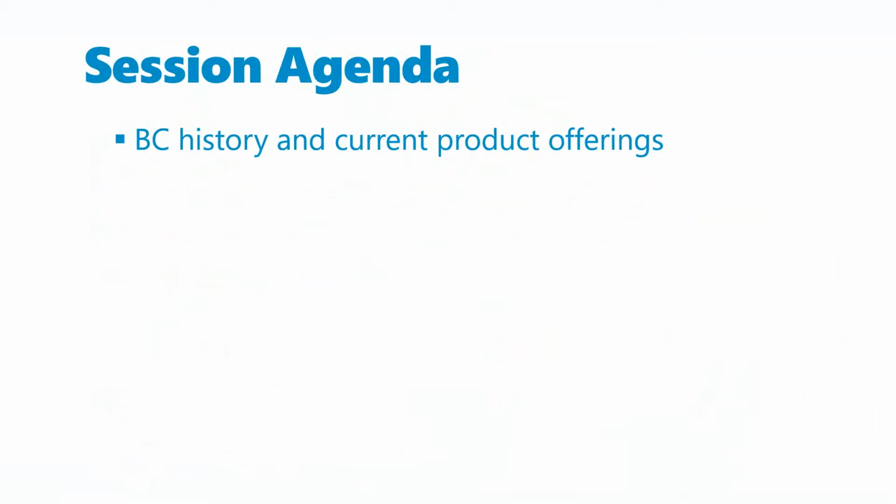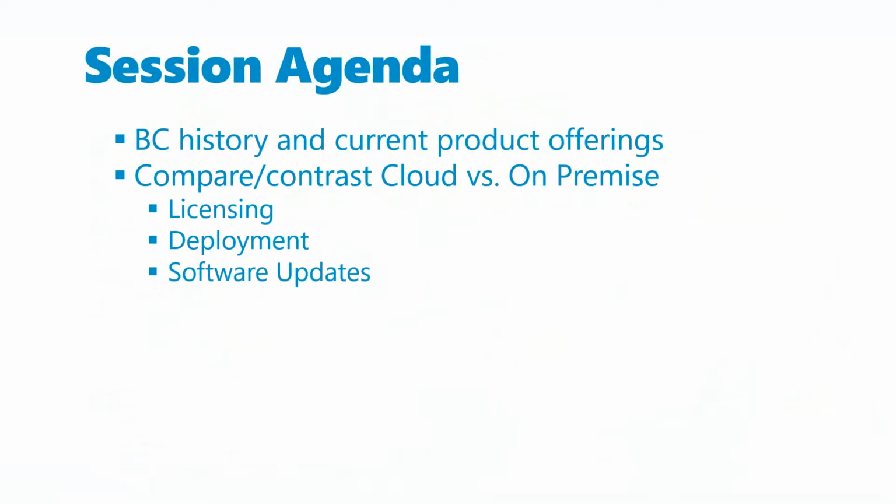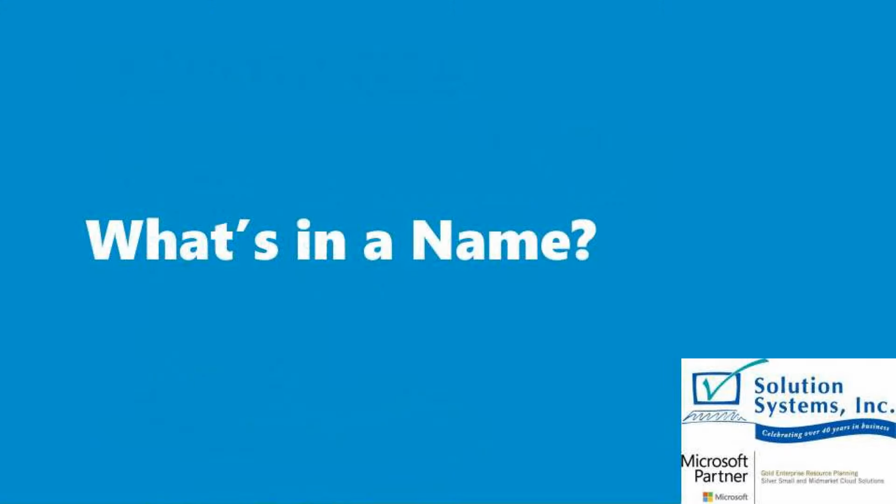During this presentation, we will first take a look at the history of Business Central and current product offerings to make sure that we're all starting on the same page. We'll then compare and contrast the cloud option versus the on-premise. Specifically, we're going to break this down into multiple segments, covering licensing, deployment, software updates, development, integrations, user interface, and capabilities and features. And then lastly, we're going to talk about the migration paths available.